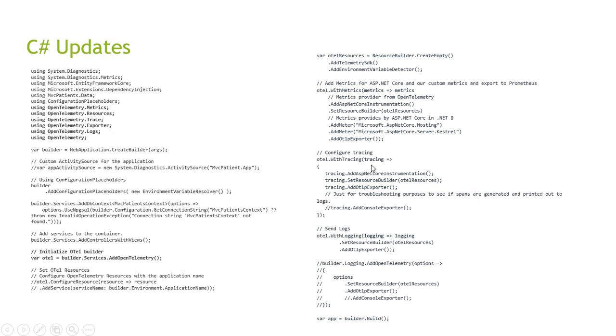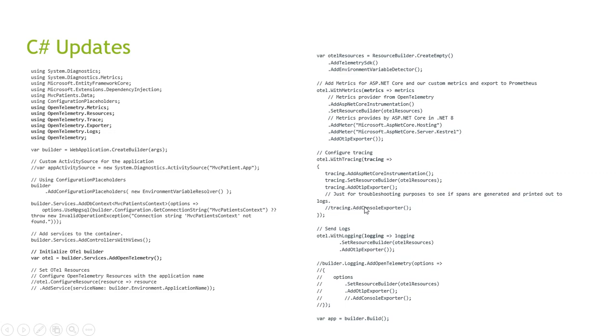Now you can see metrics, tracing, and logging, and they're all very similar. They all have the add kind of core implementation. They're going to set that resource builder, which brings in my environment variables. It says where to send stuff. And every one of these adds the OTLP exporter. If you don't add the OTLP exporter, it doesn't go out the door.